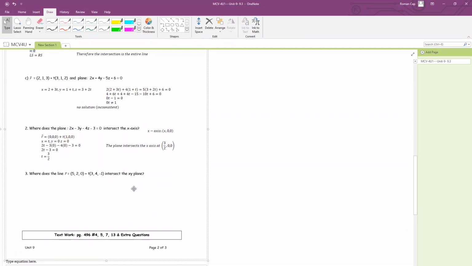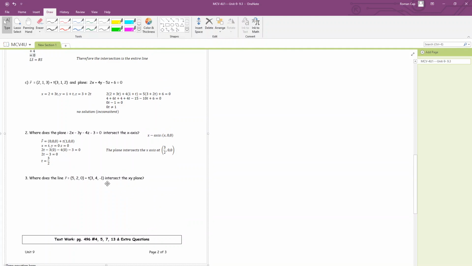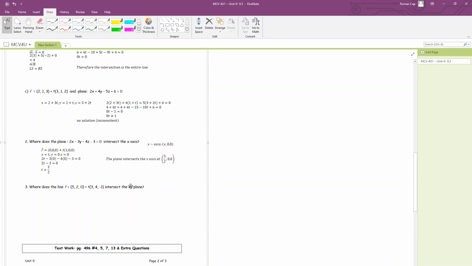Okay, and then finally, this is the last question. Where does the line r is equal to 5, 2, 0 plus t 3, 4, -1 intersect the xy plane? So it's important to consider this here. What does it mean, the xy plane? How do you know what variable is going to be equal to 0 here?